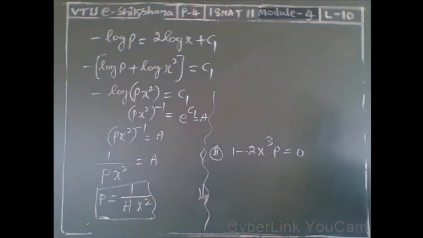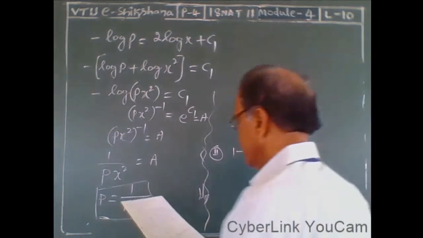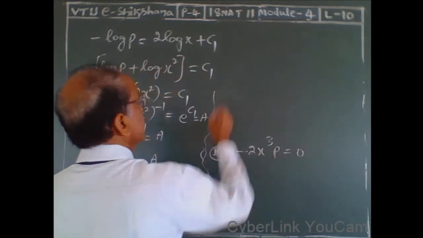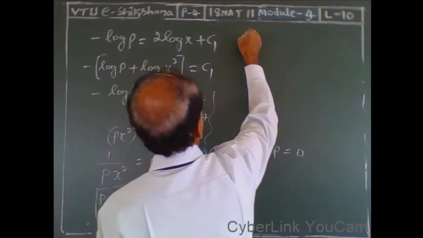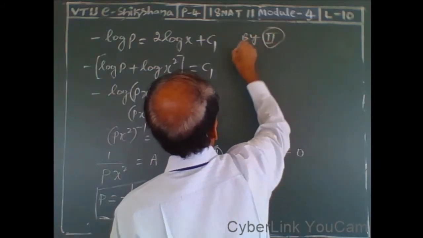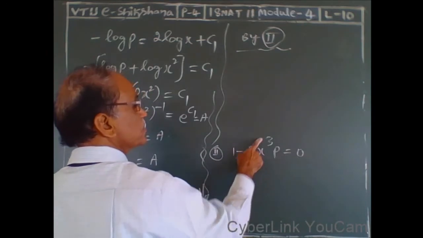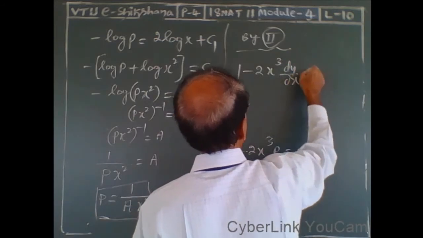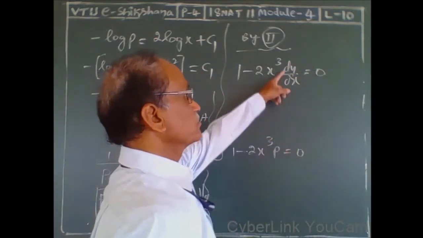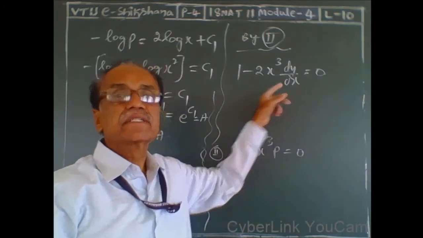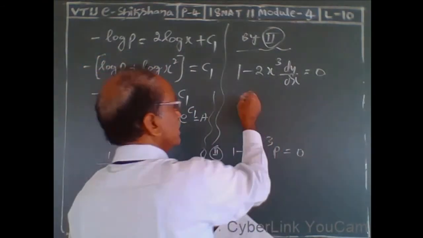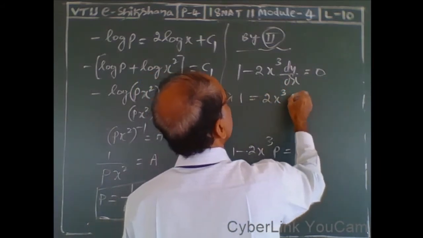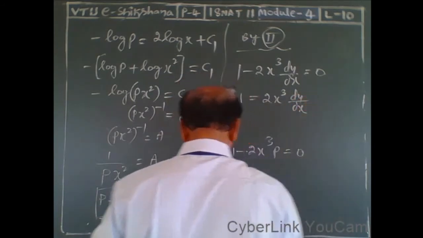So this is the value of p from one equation, right? Similarly, you solve for another equation. Here, 1 minus 2x cube into p is equal to 0. Then by the second, we solve that 1 minus 2x cube into p, that is dy by dx, equal to 0. That means in place of p I am substituting dy by dx. Then you can try separation of variables by writing the second term to the other side. That is 2 times x cube dy by dx.